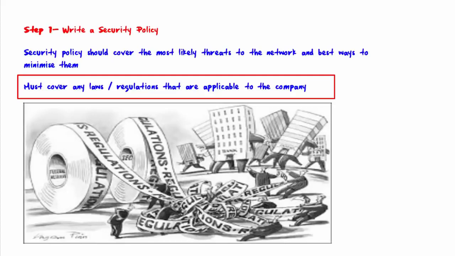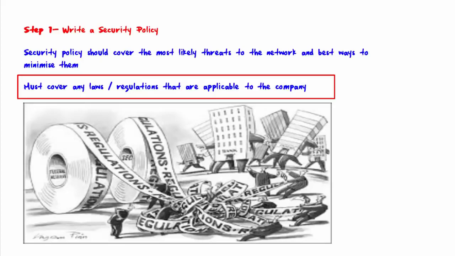So, for example, Sarbanes-Oxley, most corporations are subject to that. You might be subject to HIPAA if you are a medical company, or if you are using credit cards, there are special regulations for that. So you need to make sure that any of those that your company needs to abide by are in fact included in the security policy.